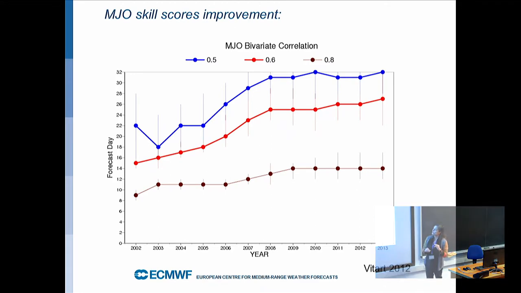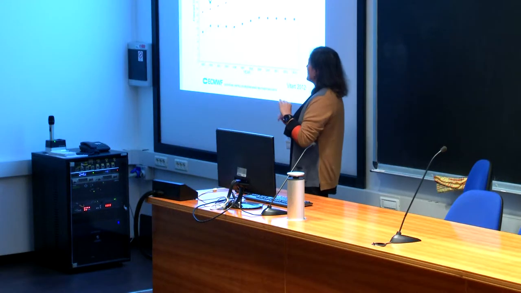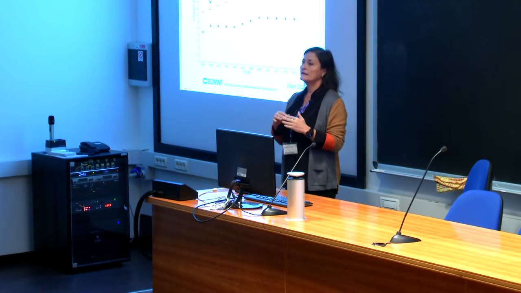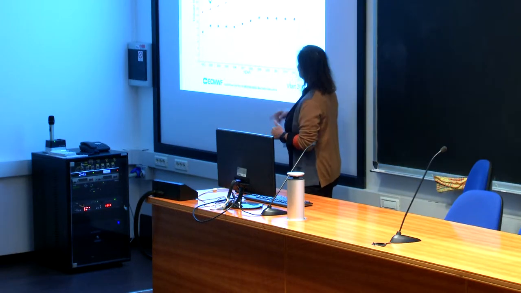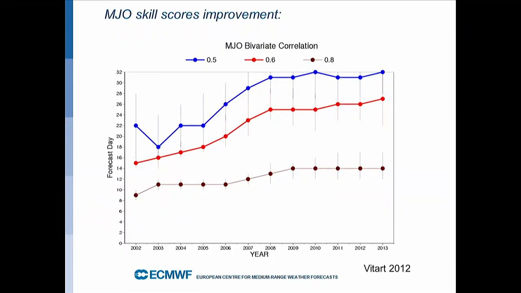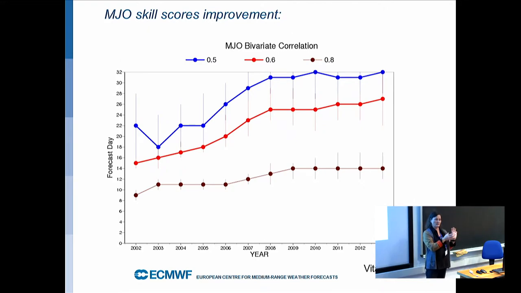And at ECMWF, we measure very carefully the progress we make in representing MJO events. This is a paper from Frederic Vitart in 2012, in which, using a reforecast, he created the evolution of the skill of the MJO. Our system progresses every year. We implement roughly two cycles per year, in which we include modifications and progress in representing the physical parametrizations. We enhance resolution, horizontal and vertical, and so on.